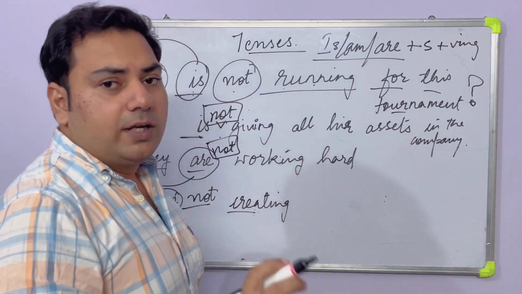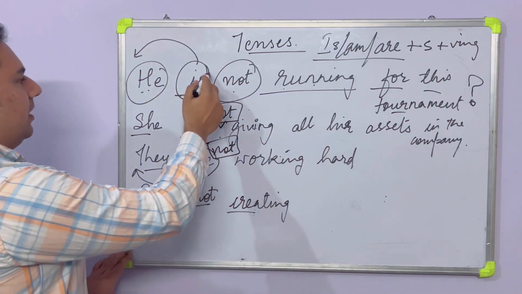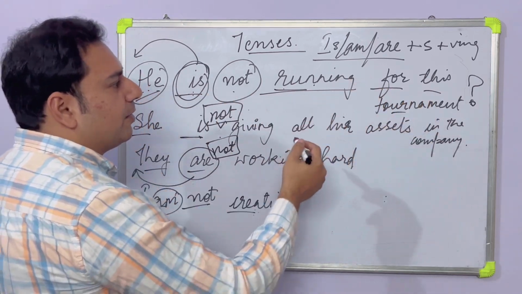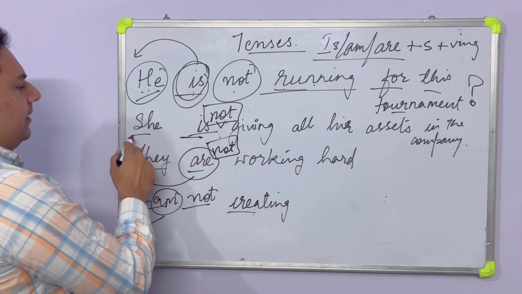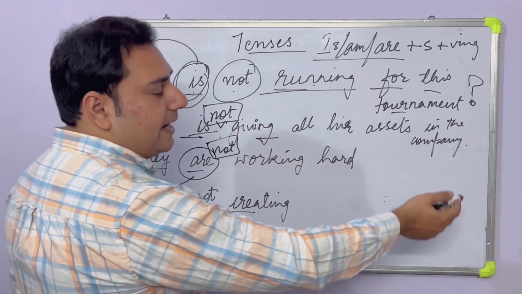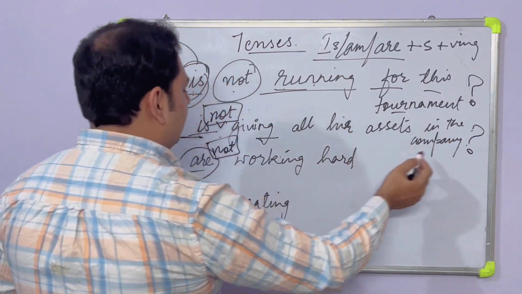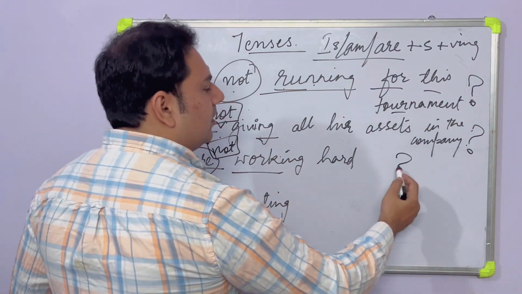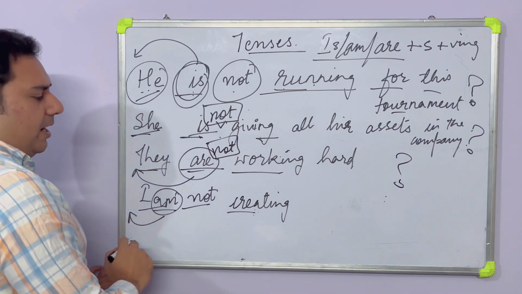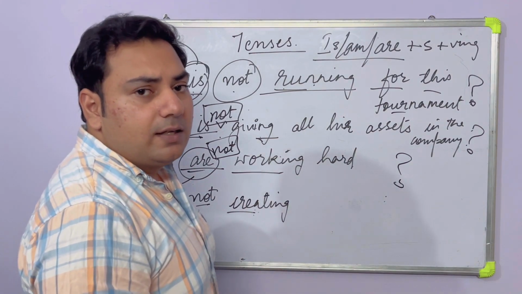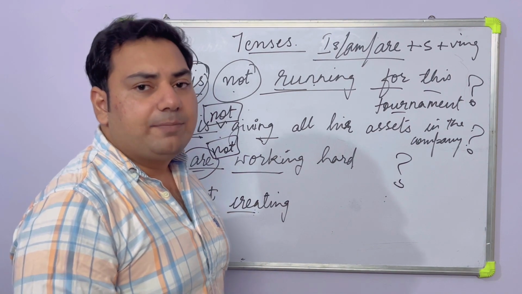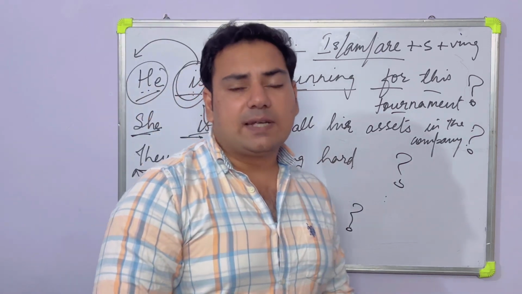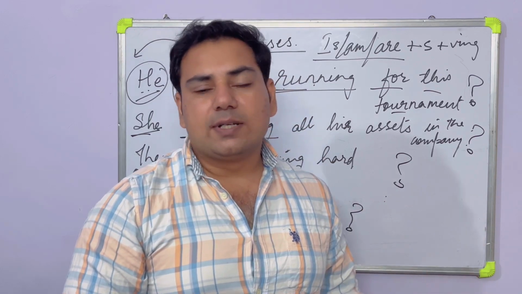Let's again do it. Is he running for this tournament? Question mark. Is she giving all her assets in the company? Question mark. Are they working hard in the office? Question mark. Am I not creating this assignment? Question mark. This is how you can make the interrogative sentences in the present continuous form.